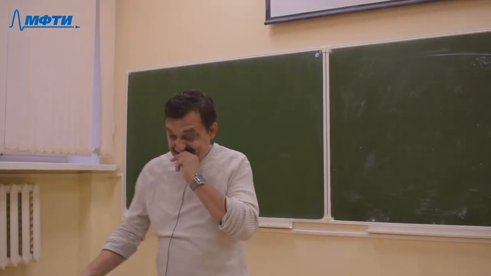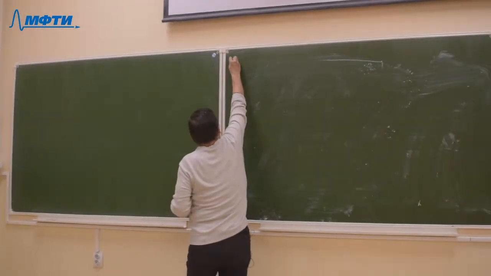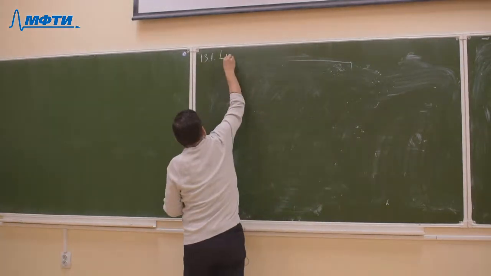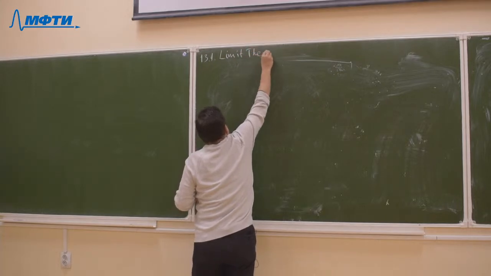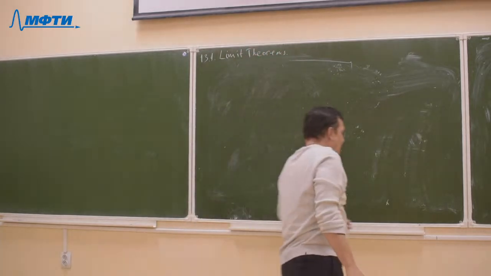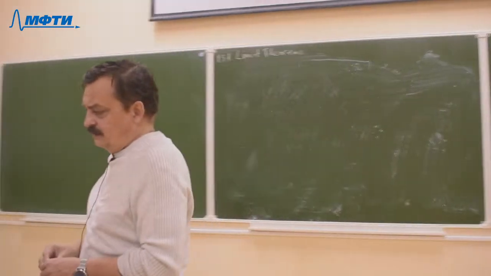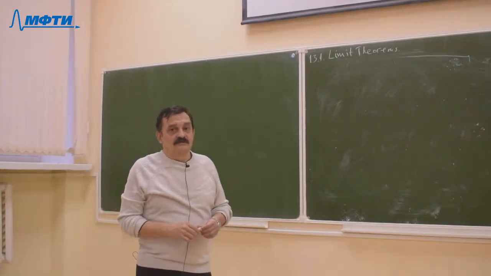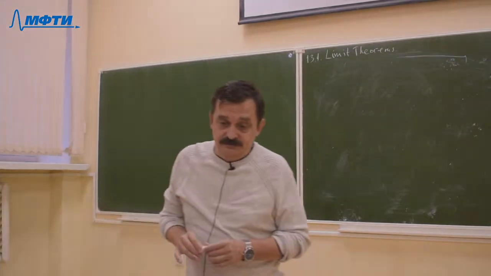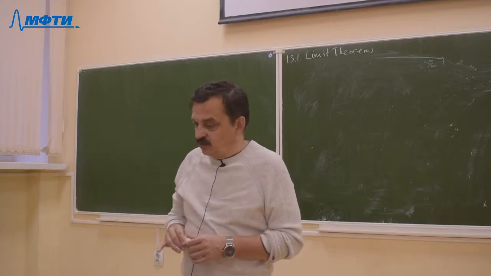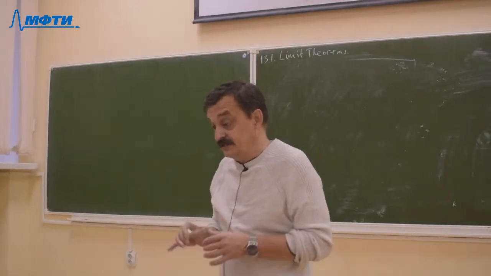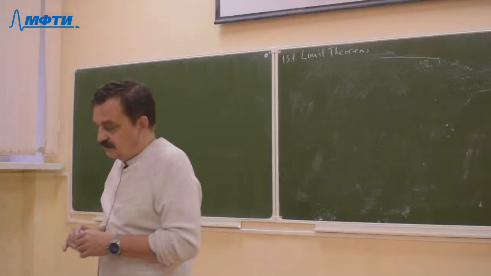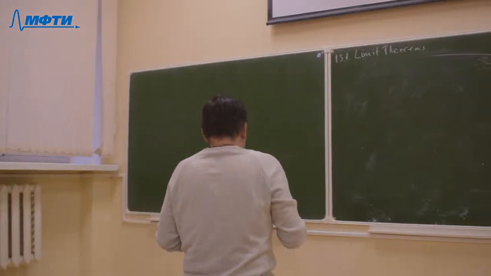Okay, section 13.1, limit theorems. Here we'll consider several properties of the limit for functions, which are quite similar to the corresponding properties of the limits for the case of sequences. So they are completely analogous.